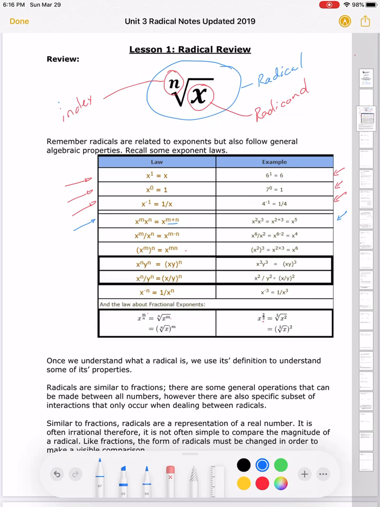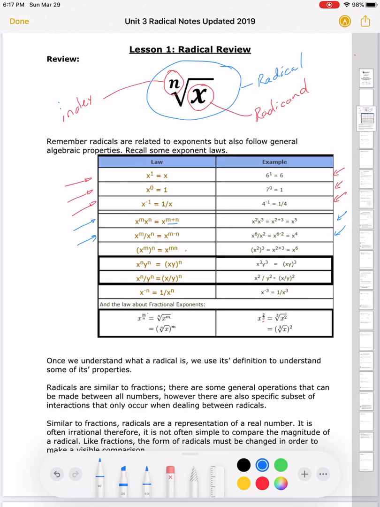Quotient law for dividing, it's the opposite of multiplying. So what's the opposite of addition? Subtraction. So x to the m over x to the n will be x to the m minus n. And here's an example, x to the 6 over x to the 2 would be x to the 6 minus 2, or x to the 4.